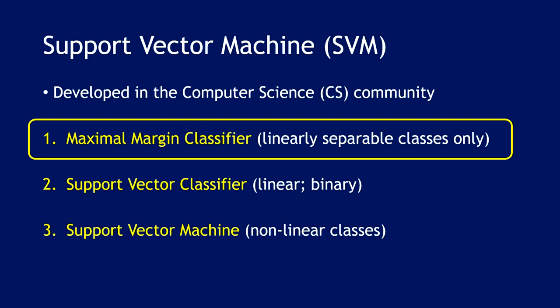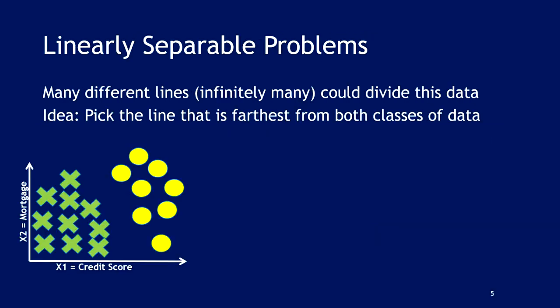It is for linearly separable classes only. So what do we mean by linearly separable classes? Different data sets present different classification problems. Here is sort of the easiest classification problem, which means that we have two classes of data and they can be perfectly separated by a single line.